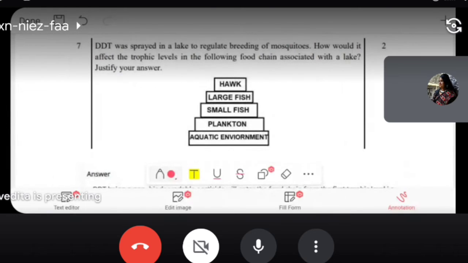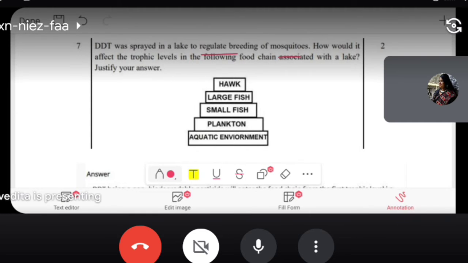Okay, DDT was sprayed in a lake to regulate the breeding of mosquitoes. I am just explaining this question. Whenever we go to that chapter, I will explain this answer again. Okay, now I am just explaining the answer. When we go to that chapter, I will explain it again. So see, DDT was sprayed in a lake to regulate the breeding of mosquitoes. Means in any lake, mosquitoes are growing very much. So DDT was sprayed.